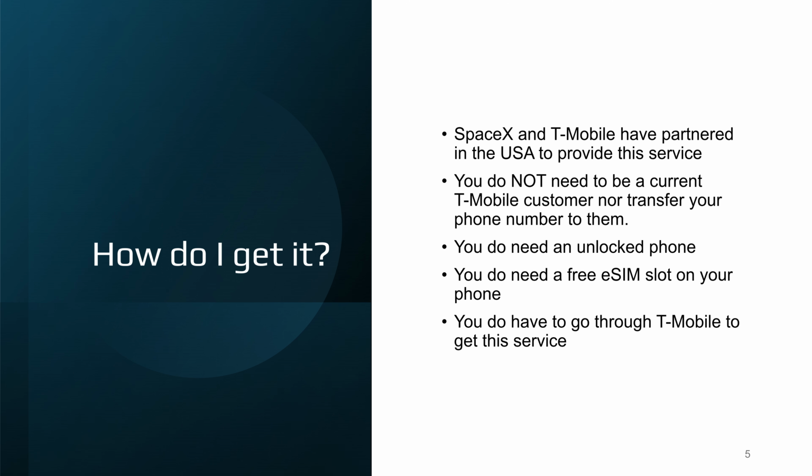Most of the phones nowadays have 2 of those. So your normal cell phone number is connected to one of them, and when you get this service, if you're not a current T-Mobile customer, they'll use that second eSIM slot to connect you to the Starlink satellites. If you are a current T-Mobile customer, there's a good chance you might already have this service. If you don't, you can add it for like $15 a month. And same thing for those of us who are not T-Mobile customers, it's $15 a month. $10 for your first month, but $15 for the rest.